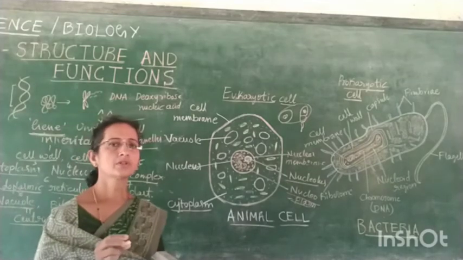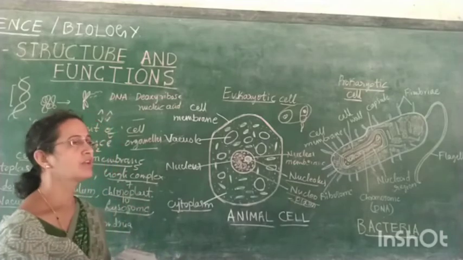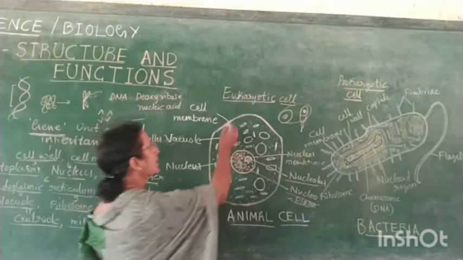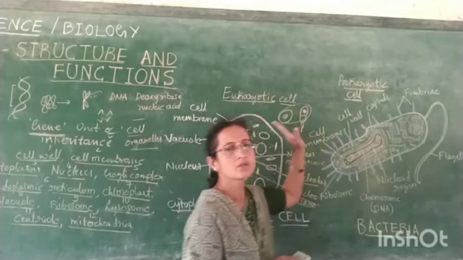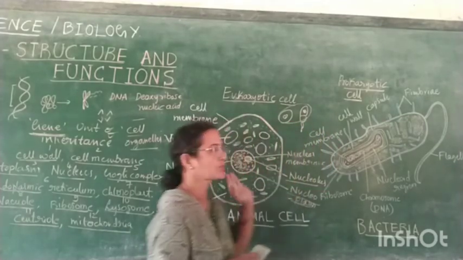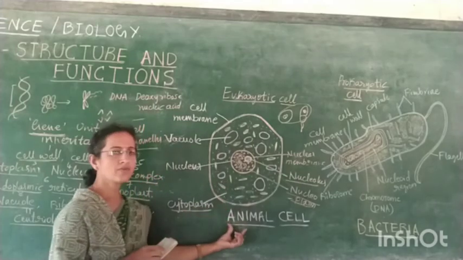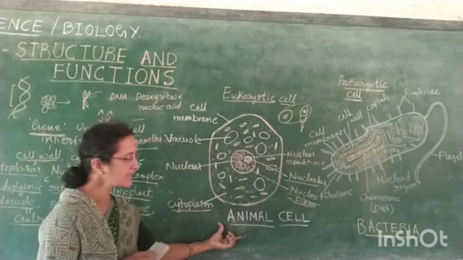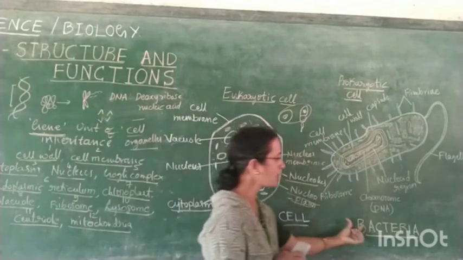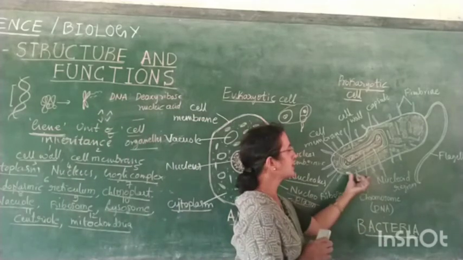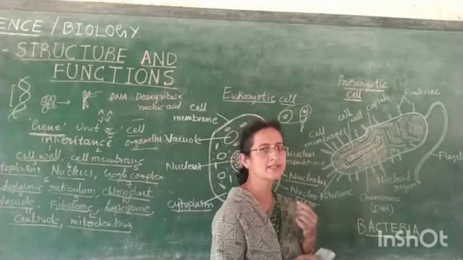Here they have mentioned two different types of cells. Those are called eukaryotic cells and prokaryotic cells. So what is the difference between these two? Here you are observing an animal cell. So this is considered a eukaryotic cell. Whereas here you are seeing a bacterial cell. So this is considered a prokaryotic cell.